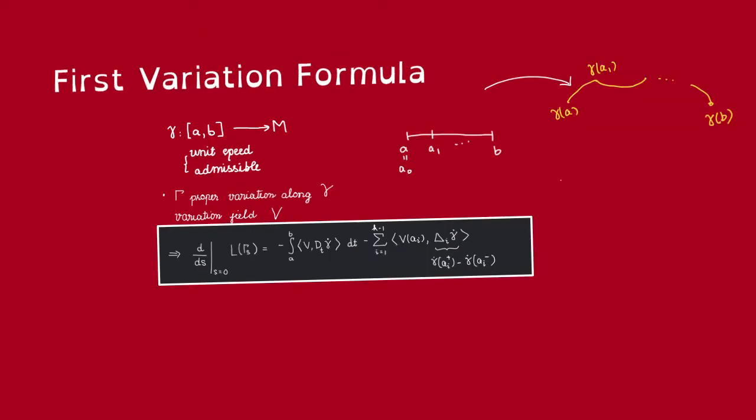Alright, so now let's prove the first variation formula. First, for simplicity, let us just assume that the whole curve, gamma, is regular. So why can we assume that?